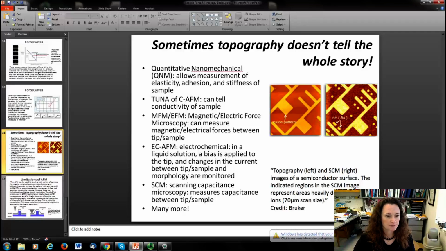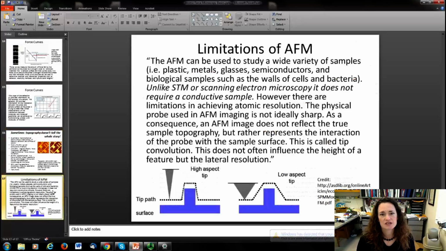Some of the limitations that you might experience with AFM: you can use it to image all kinds of samples. It doesn't matter if it's a semiconductor or conductor or an insulator, so that's actually an advantage. However, there are issues in achieving the resolution that you might want on each one of these samples.